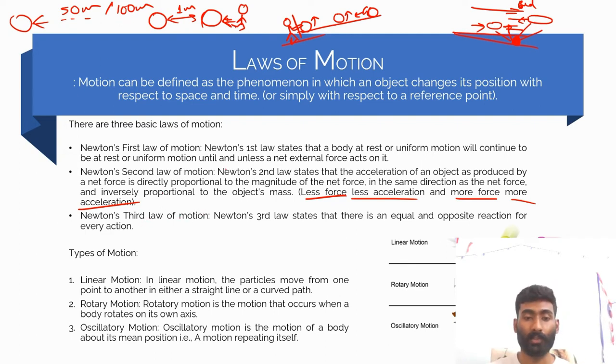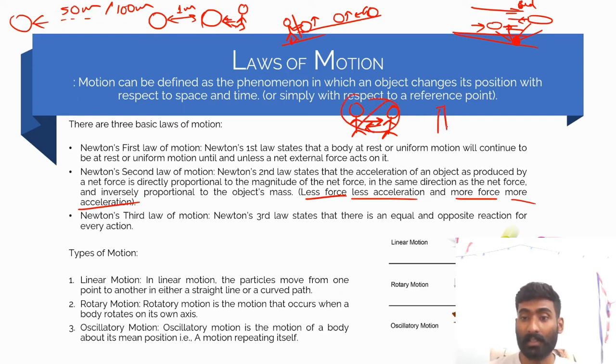Newton's third law of motion. Newton's third law states that there is an equal and opposite reaction for every action. Okay, don't do this, but let's suppose your friend and you have a little fight. He pushed you, you also pushed him. So this is opposite and equal. If he pushes you with more power, you will push him with equal power. Or if you push even more, he will push you back. So there is always an opposite reaction. Okay, don't do this please.